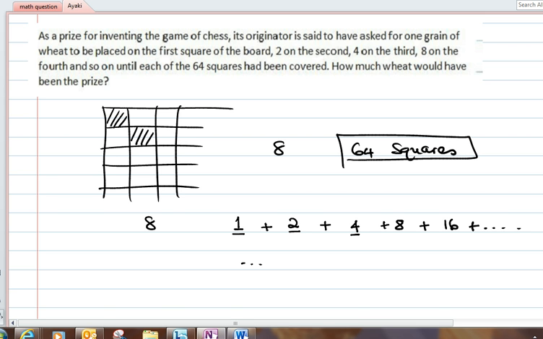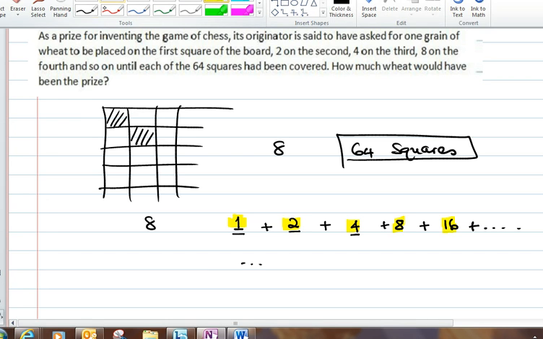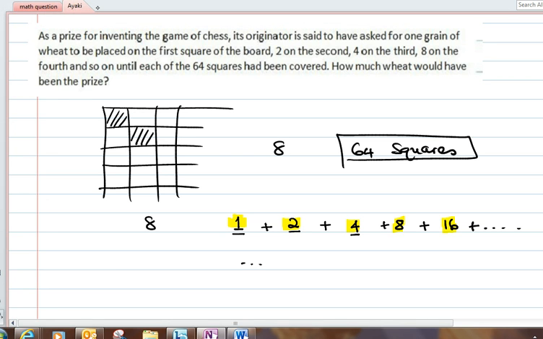Okay, so what we are asking here is, if this happened, if we placed 1 grain in the first square, 2 grains in the second, 4 grains in the third, 8 grains in the fourth, 16 grains in the fifth, and so on and so forth, what will be the total number of grains placed in the whole chessboard? And obviously we have n.